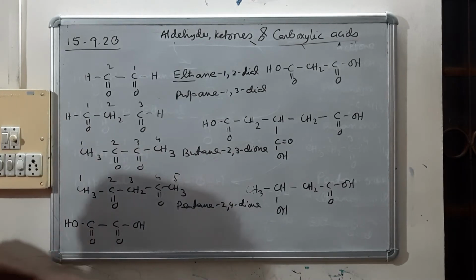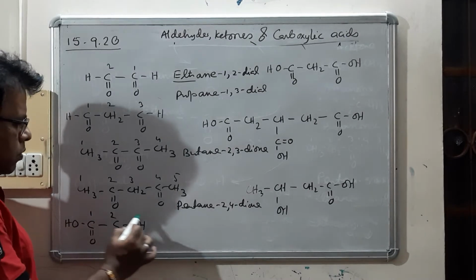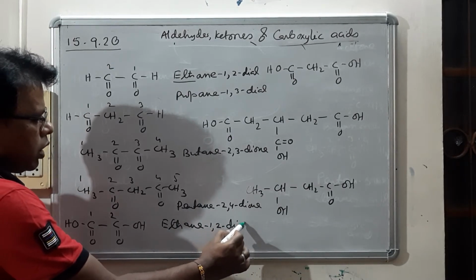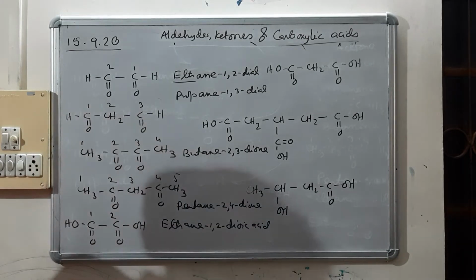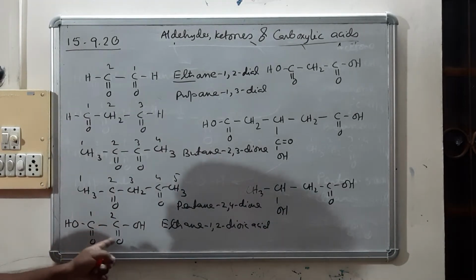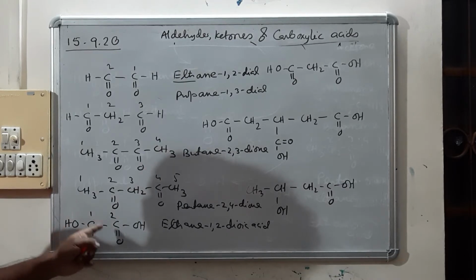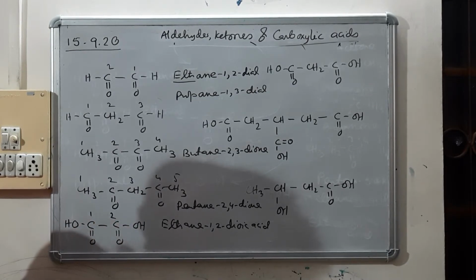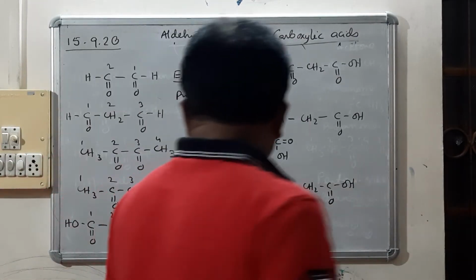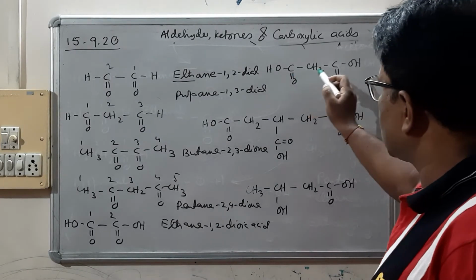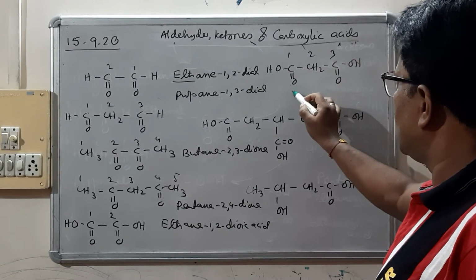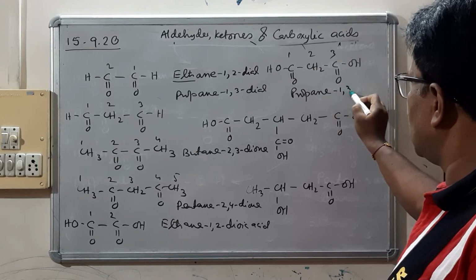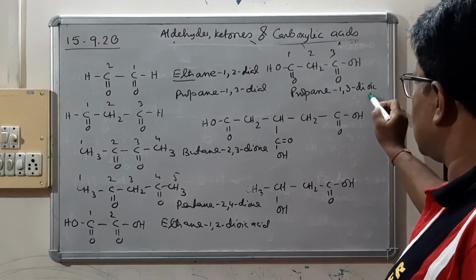The name of this compound, the functional group is carboxylic acid. So it is called ethane-1,2-dioic acid. Dioic acid. The common name of this compound, let me tell you, is often known as oxalic acid. This is oxalic acid. Okay, coming to this compound, the name will be 1, 2, 3. So it will be propane-1,3-dioic acid.